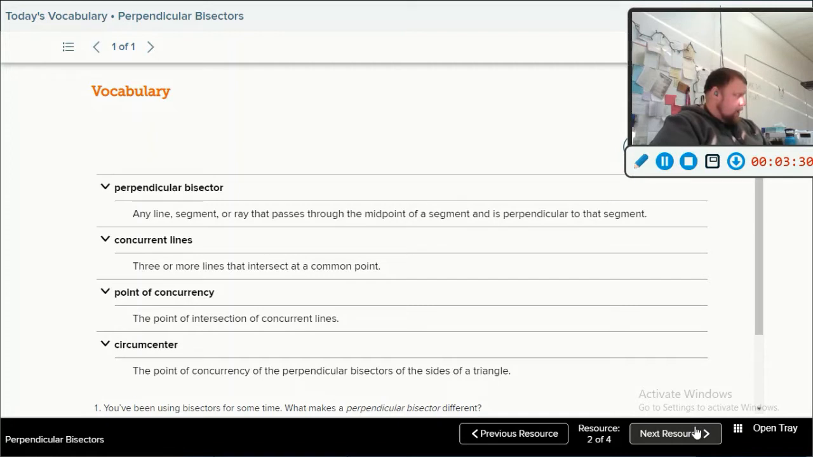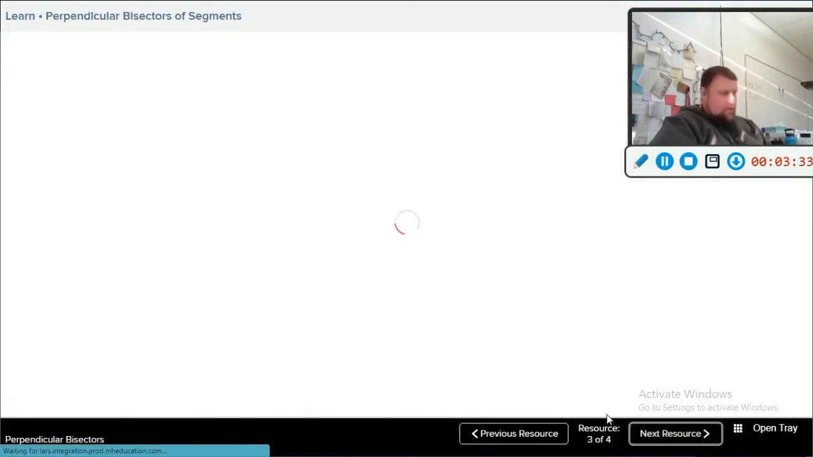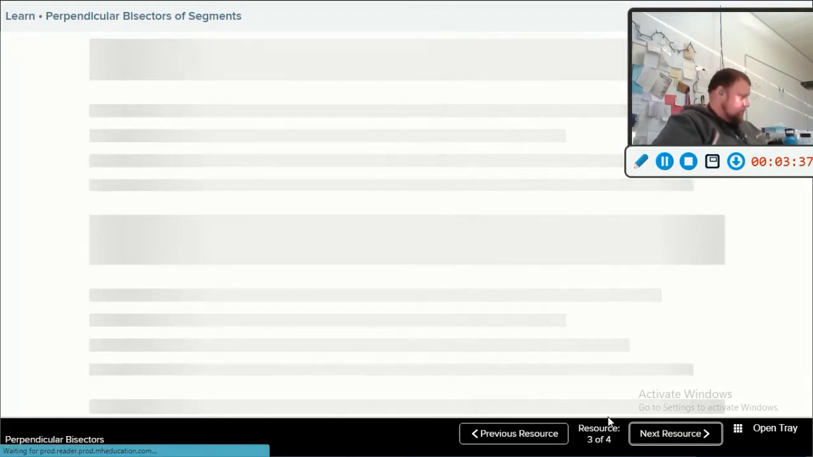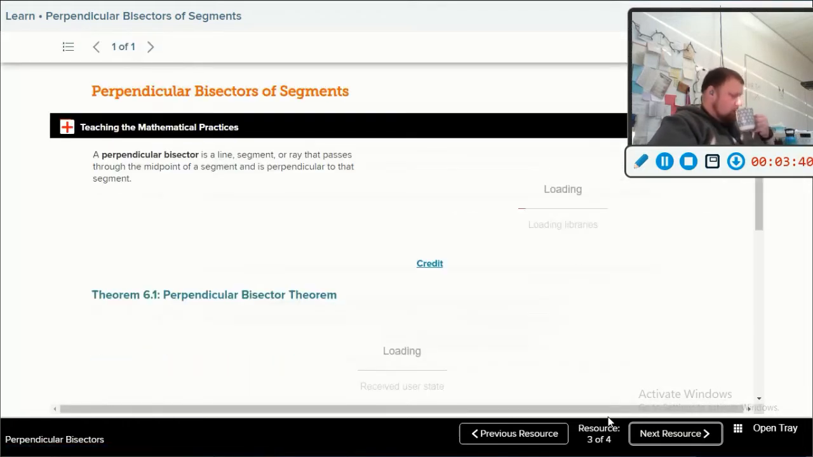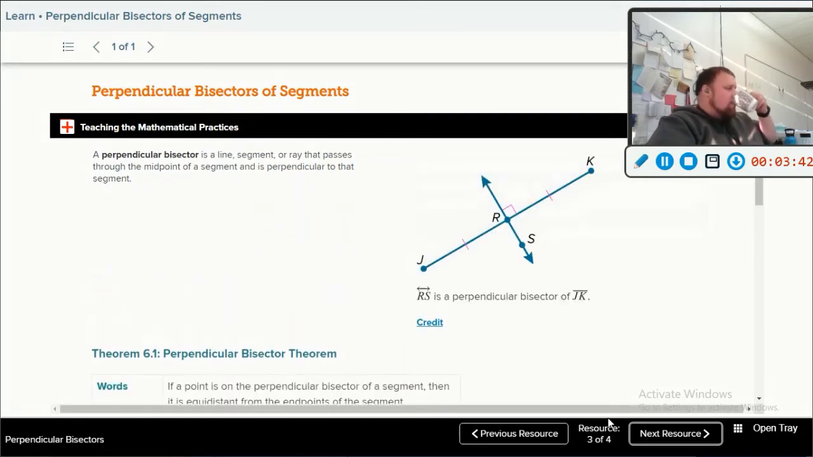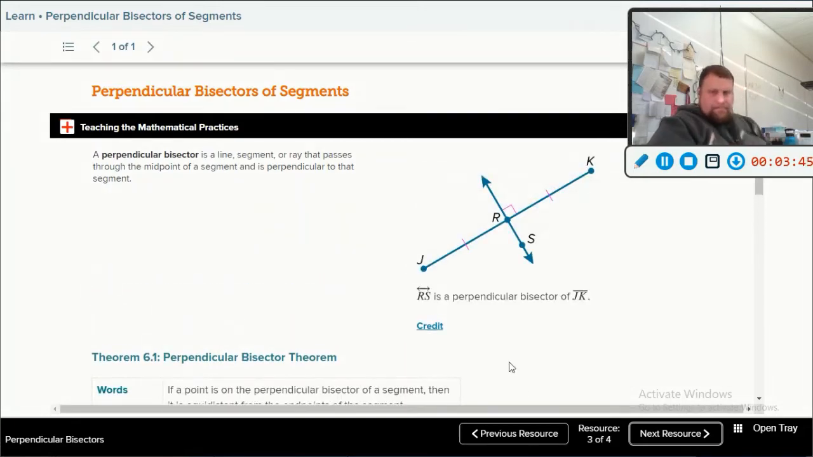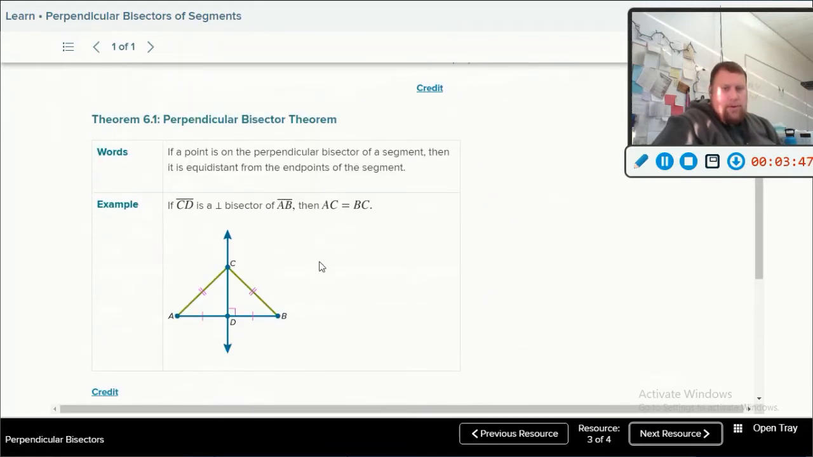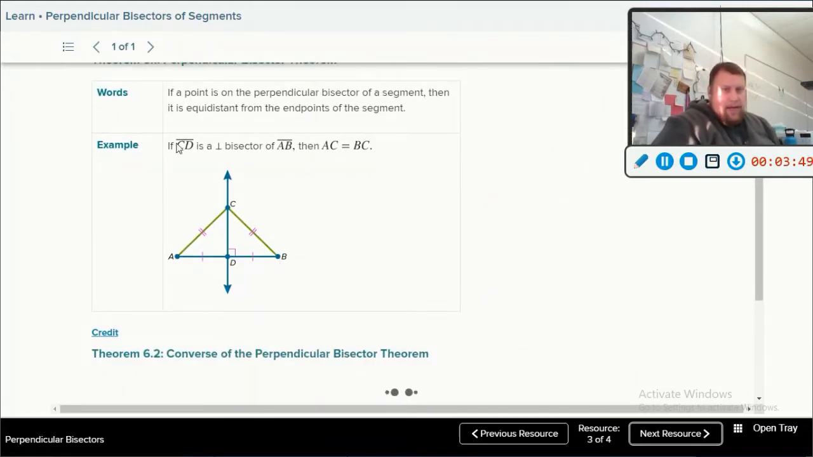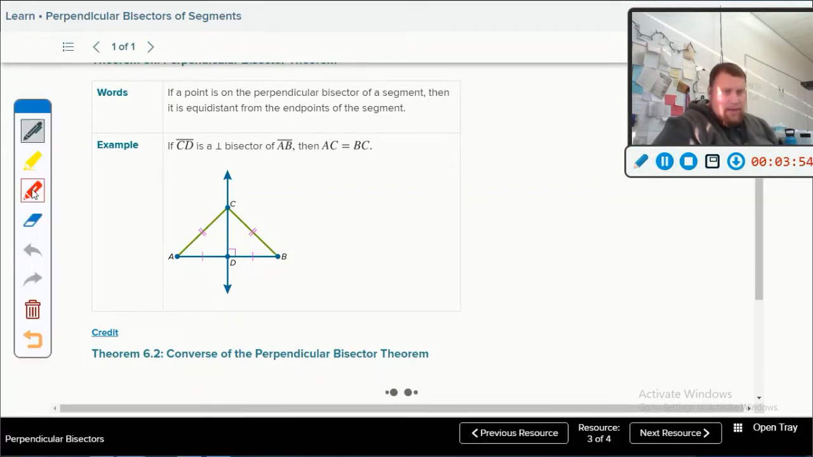I want you to write down, you got 2 theorems to write down. We'll do the first one, which is the perpendicular bisector theorem. I'm going to have you write down the words and the example. So, right here, what are we saying? If CD, that's this line right here. So let me get some highlighting action out here. If CD, right here.